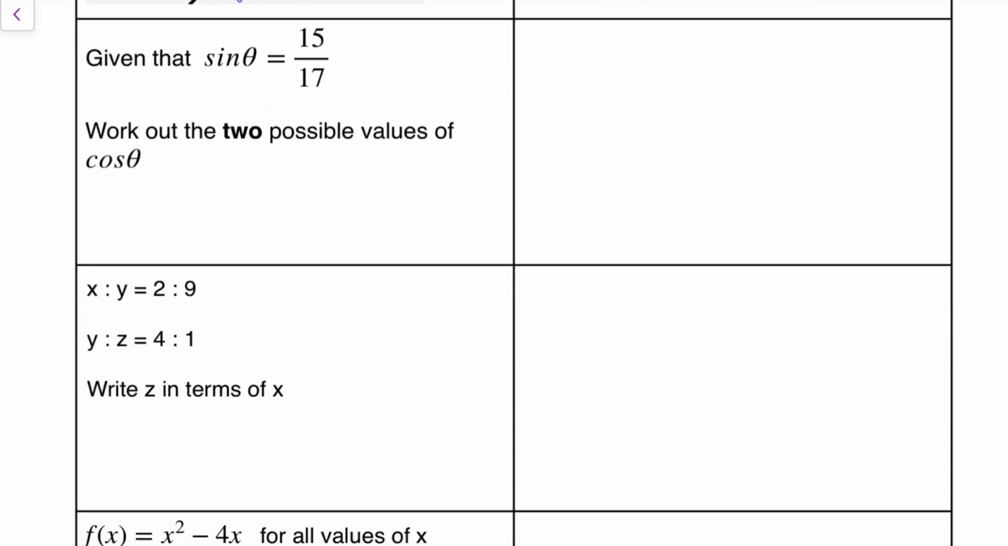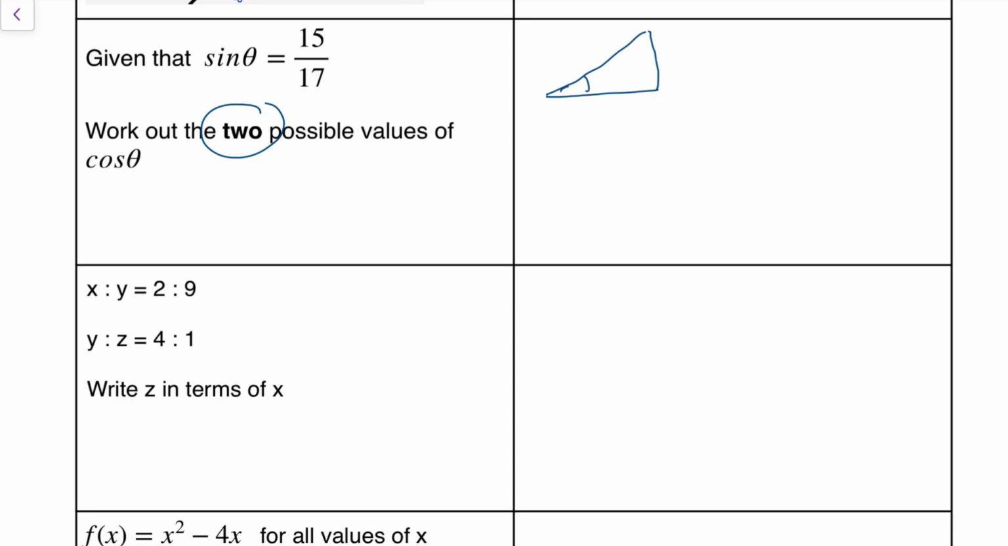Next question. Given that sine theta equals this, work out two possible values. Okay, I know where this is going. Work out two possible values of cos theta. Now, if you just watch me do these videos and think you know how to do this, have a go at this question just to check you know what the second one is. Right, hope you've had a go. Now, different people do this in different ways. You can use 1 plus cos squared, or 1 minus cos squared is fine. I'm going to do it differently.